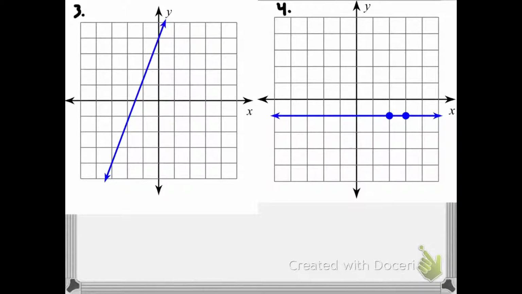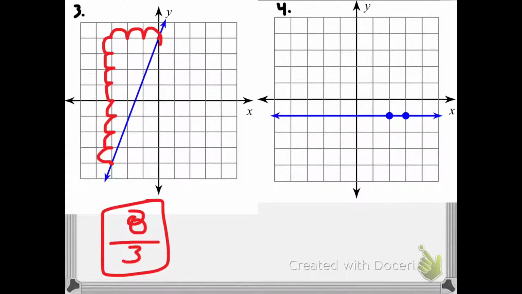For number 3, mark any 2 points. One's right here, and another point is right here at the very bottom. First, our rise. This line is a positive line, so our rise will be positive and our run will be positive. So 1, 2, 3, 4, 5, 6, 7, 8 is our rise, and then our run is 1, 2, 3. So our slope is 8 over 3.